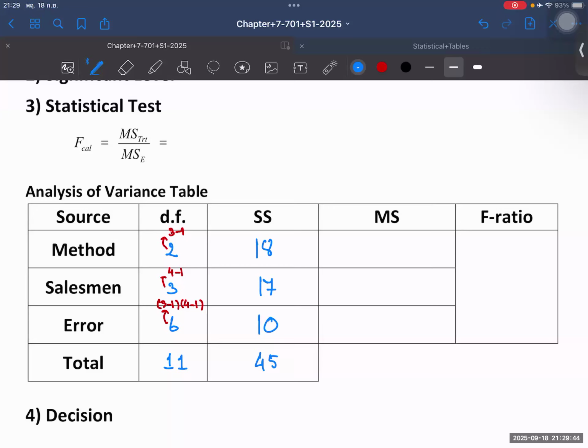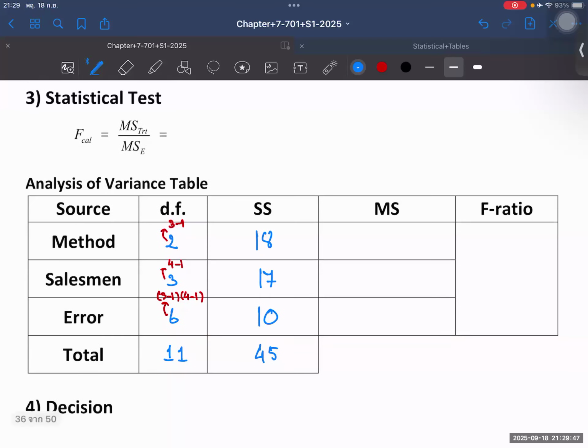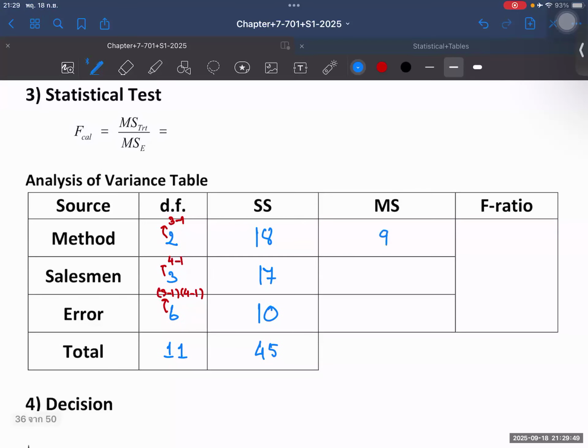So what is the mean square treatment? You can use 18 divided by 2, which is 9. And for the block, you will use 17 divided by 3, which is 5.67. And for the error, you can use 10 divided by 6. So you will get 1.67. This mean square error we will use in the LSD method, right?